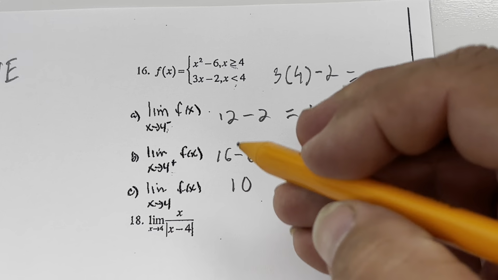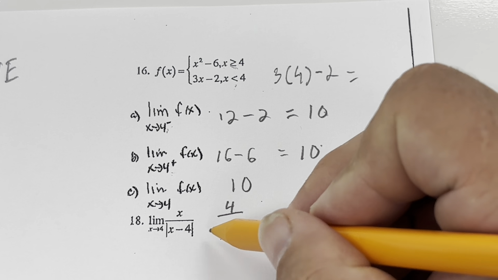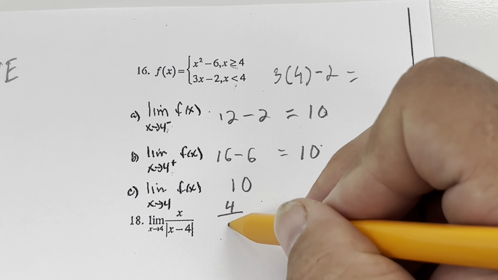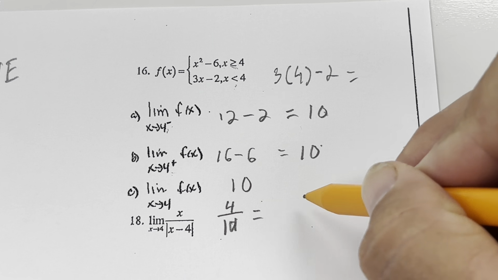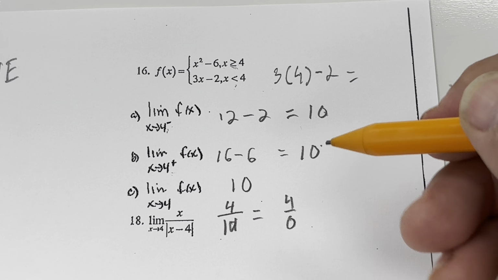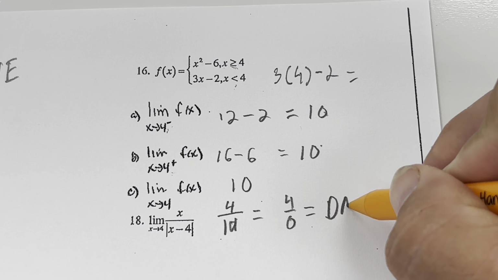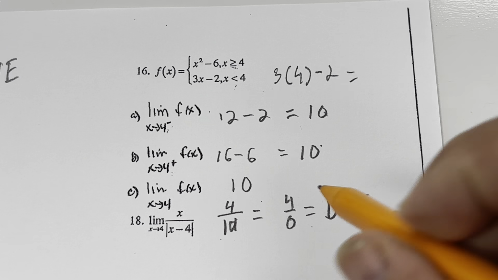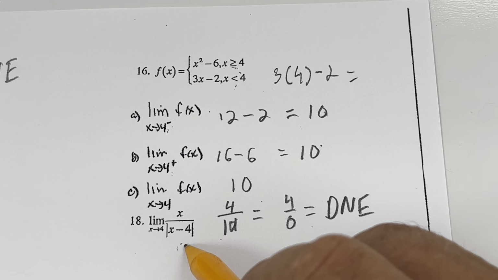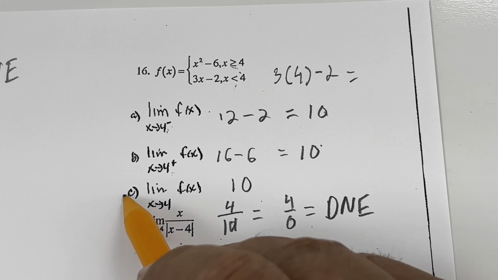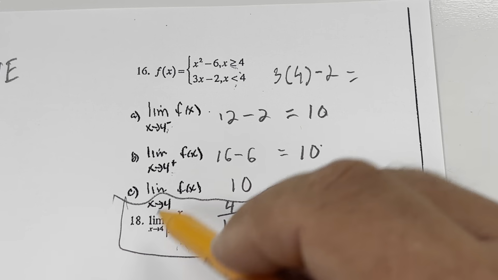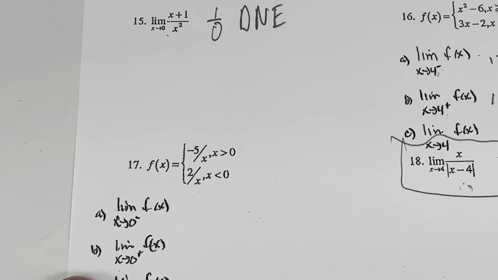All right, so 4 over absolute value of 0 would equal 4 over 0. And that would be DNE. The limit does not exist. And notice this is a different equation than that one, so they wanted us to do that separate. Oh, that's number 18. That's why. I thought it was part of that. So let me go backwards to 17.